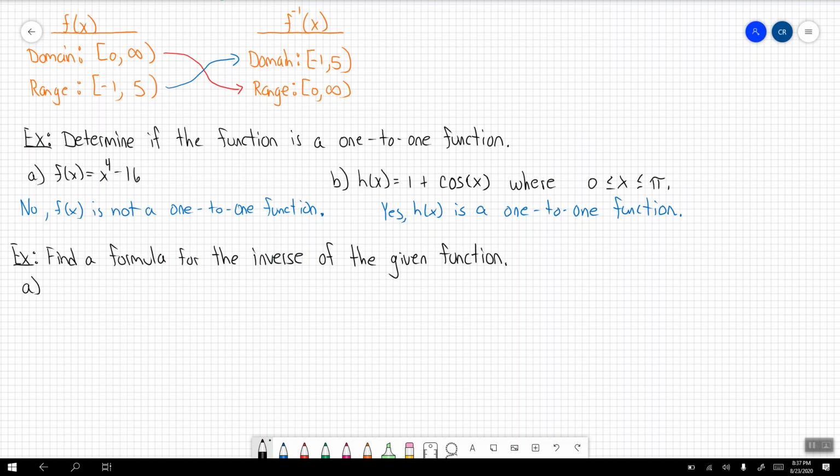Part A, we can start off by saying f of x will be equal to 4x minus 1 divided by 2x plus 3. And part B is going to be g of x is equal to 2x squared minus 8x.